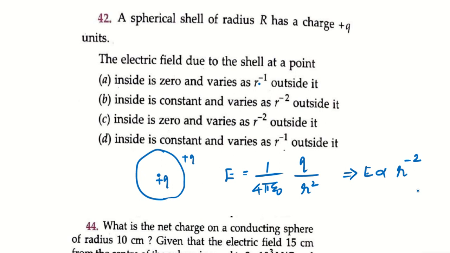Inside the shell, the electric field is 0. So inside it is 0, and it varies as R power minus 2 outside it. So as you go outside the sphere, it's going to be R power minus 2.